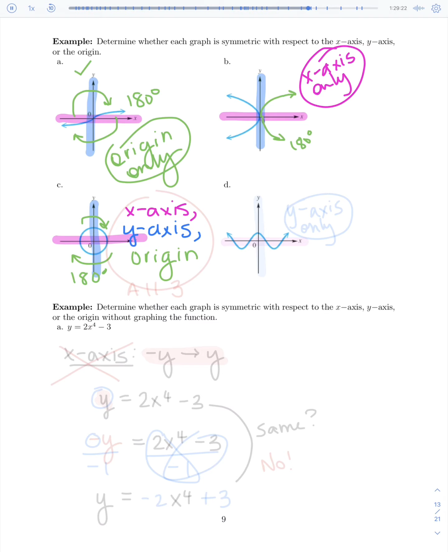This circle, not all circles, but this circle, has all three types of symmetry because it's got a center at the origin, which means no matter how many times I turn or cut this circle, it's always going to be the same on both sides of wherever you're cutting or turning it. Let's take a look at D.